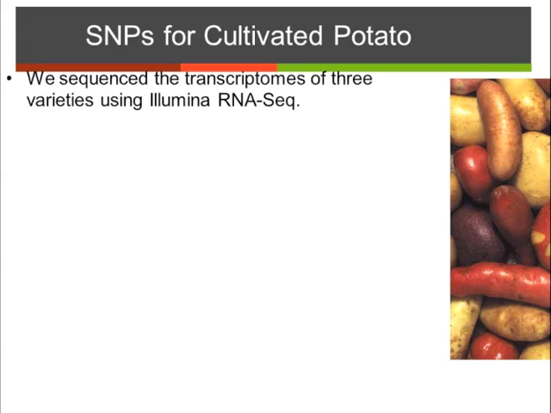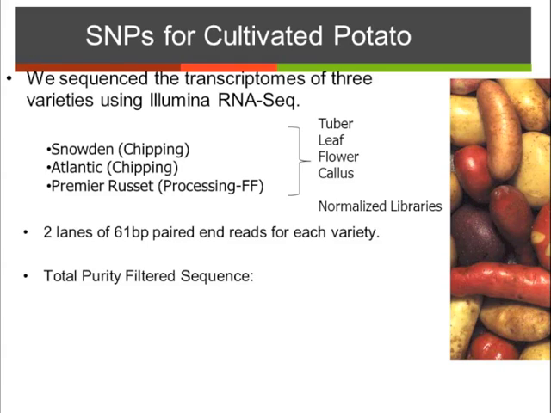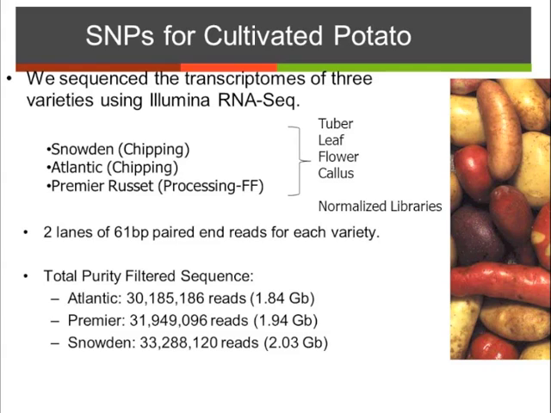on the SolCAP project. We sequenced the transcriptomes of 3 varieties using this RNA-seq method. And we got sequence from Snowden, Atlantic, and Premier Russet. And what we did here was we took tuber, leaf, flower, and callus tissue. We made normalized libraries, and we sequenced this on the Illumina flow cell, and we got 30 million reads for each one of these libraries.